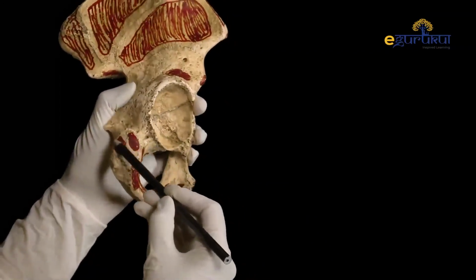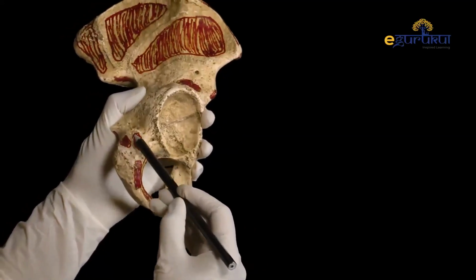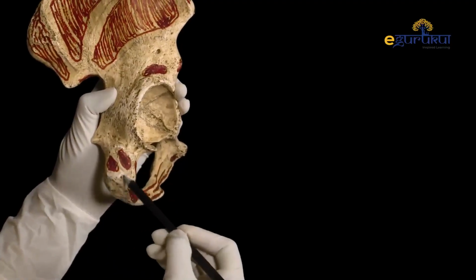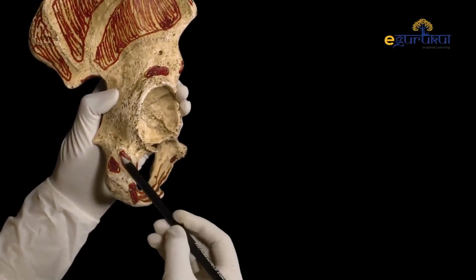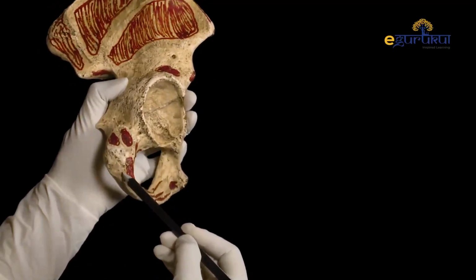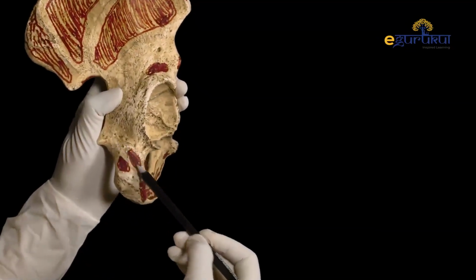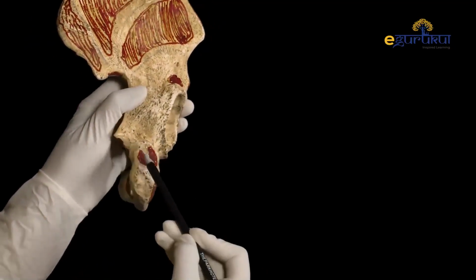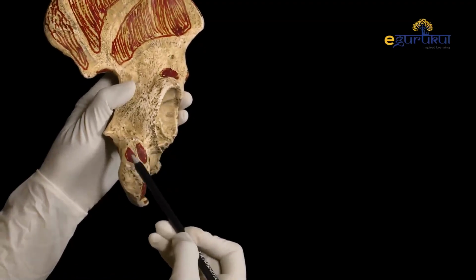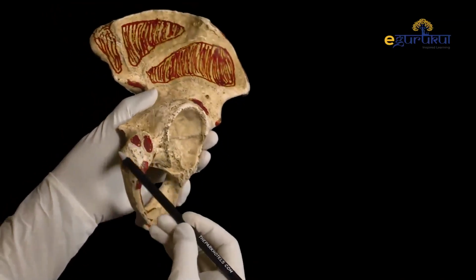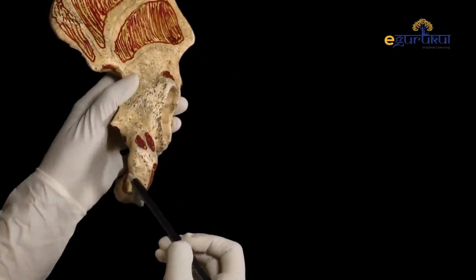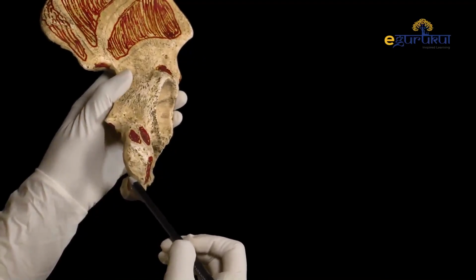Now coming on to the ischial tuberosity. This ischial tuberosity is divided into two parts by a transverse ridge: an upper part and a lower part. The upper part is further divided by this oblique ridge into a superolateral portion and an inferomedial portion. And the lower part is further divided by a vertical ridge into an outer part and an inner part.